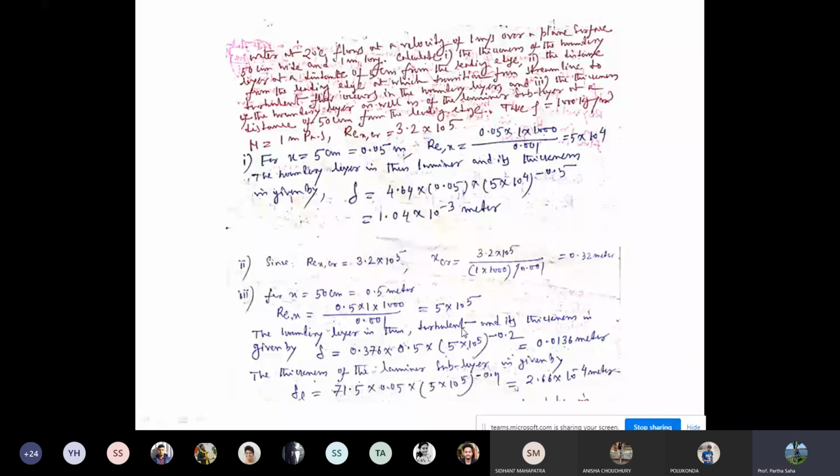So the boundary layer is then turbulent, and its thickness is given by, just like the other formula, 0.376 into x, and 5 into 10 to the power 5 raised to the power minus 0.2. So that will become 0.0136 meter. And for the sublayer formula, if you put that value, you calculate 2.68 into 10 to the power minus something. Just using the formula, you calculate.